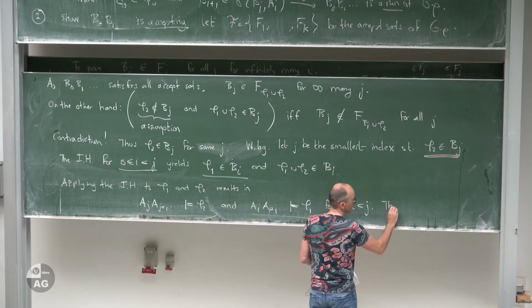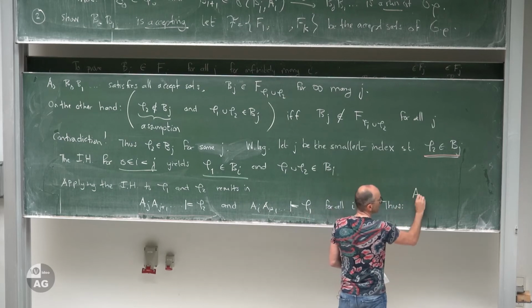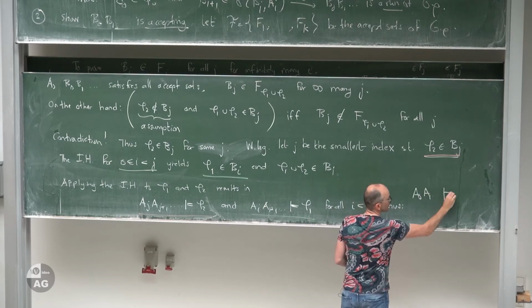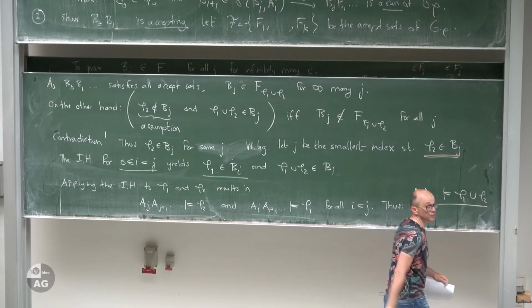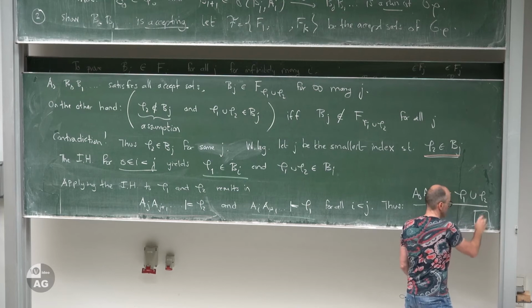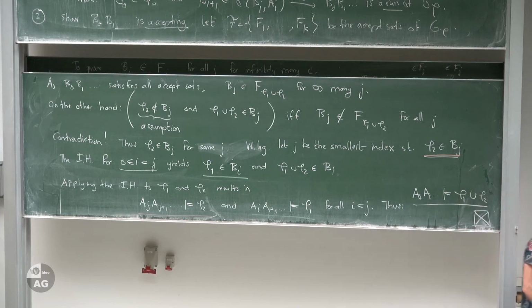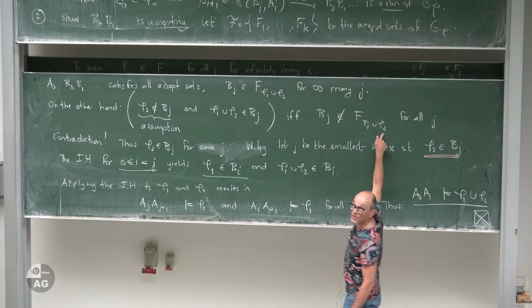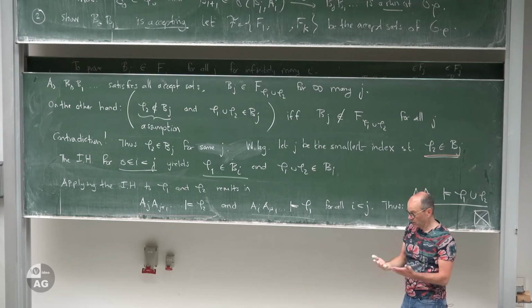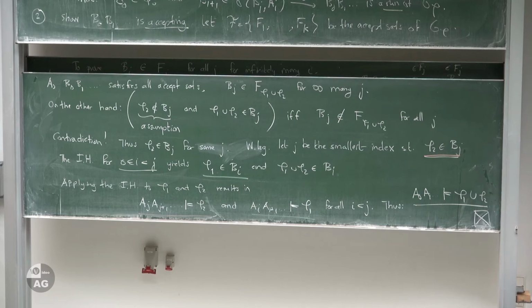Thus, a0, a1, etc. satisfies phi1 until phi2. And this is what we needed to prove. So again, in this part of the proof, you see the use of the definition of the acceptance conditions. In particular here, we use the definition of these acceptance conditions, which is crucial to get the correctness of this proof.